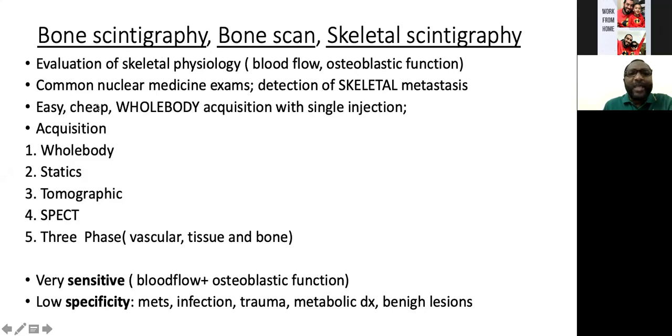So what is the basic information that you get from a bone scan? It helps you to evaluate the skeletal physiology. Again, we are not anatomical. What we are looking at is physiology, we are looking at metabolism. So we are looking at blood flow, and we are looking at osteoblastic function.